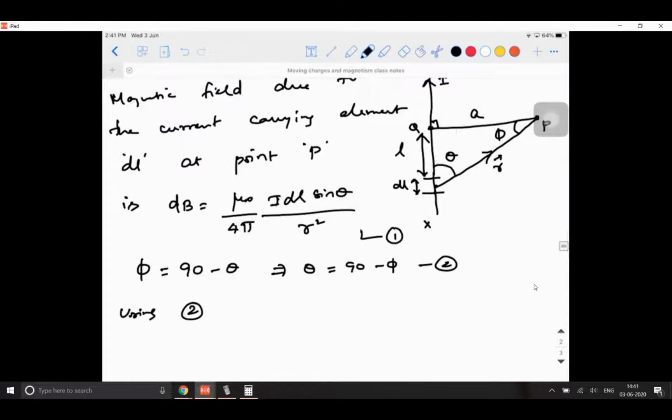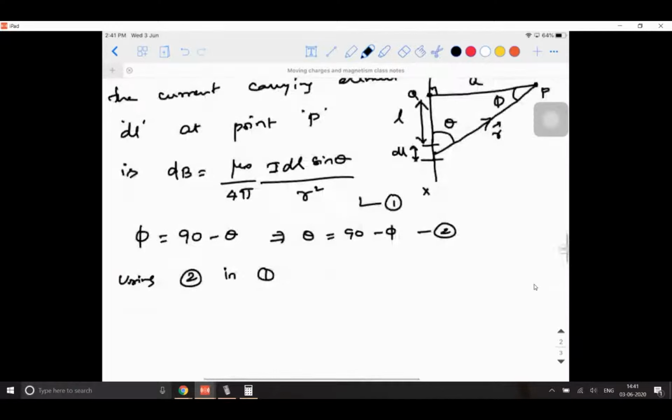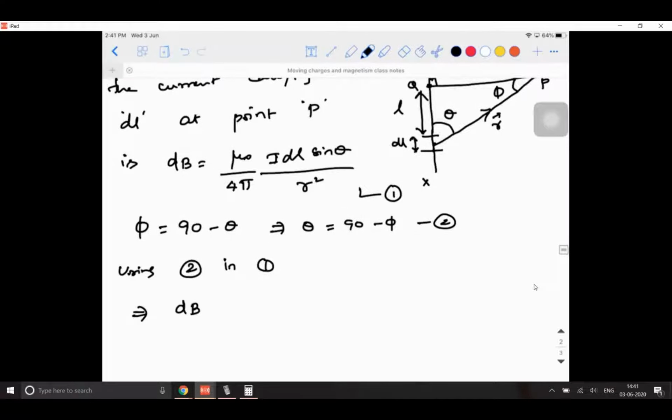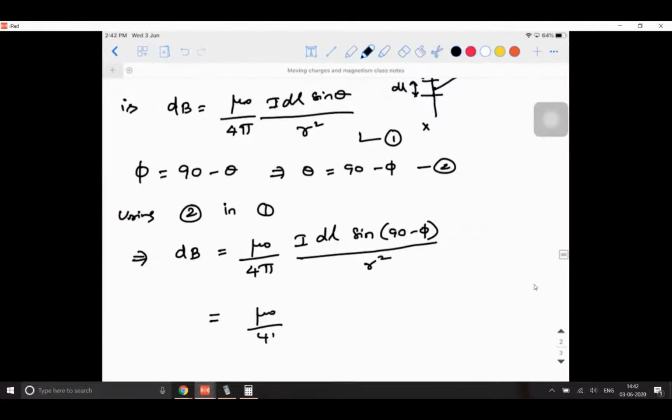Using 2 in 1, what is that we get? We get dB is equal to mu naught divided by 4 pi into I dl sine of 90 minus phi the whole divided by r square. So this will be equal to mu naught divided by 4 pi into I dl, sine 90 minus phi is going to be cos phi divided by r square. This is what is the value of dB.